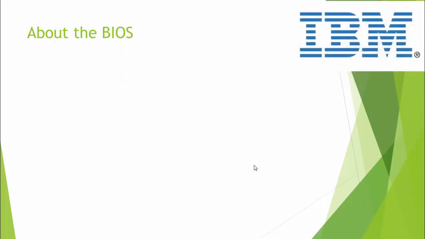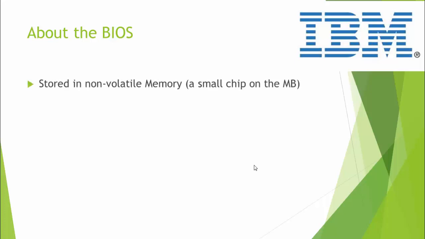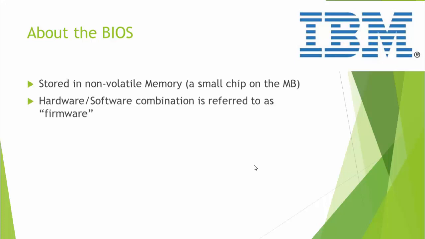Now let's move back into history and talk about IBM and their invention of the BIOS back in about 1981. And they decided that the BIOS should be stored in non-volatile memory, a small chip on the motherboard. And the combination of the hardware and software they referred to as firmware.